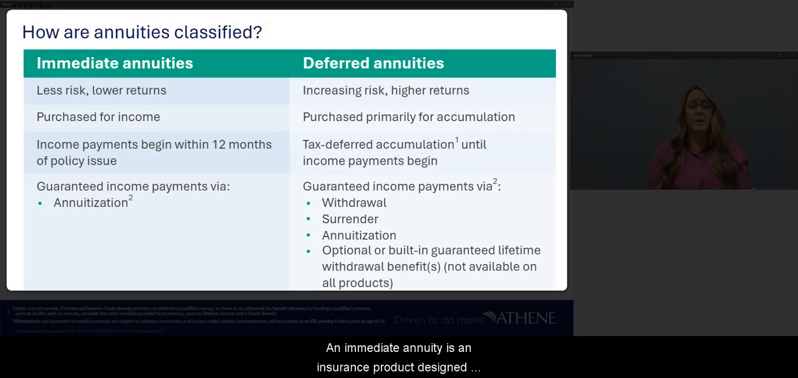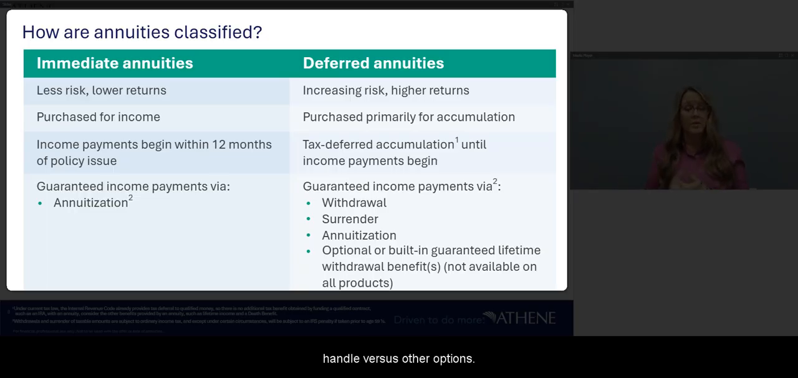An immediate annuity is an insurance product designed to provide a steady stream of income within the first 12 months after a client makes a lump sum payment. Typically, a client with a lump sum payment will start taking income within a month of purchasing that annuity. Some benefits of an annuity are the guaranteed income, providing a predictable and stable income stream that can be structured to last for the client's lifetime. Once set up, it requires very little management, making it easier to handle versus other options.